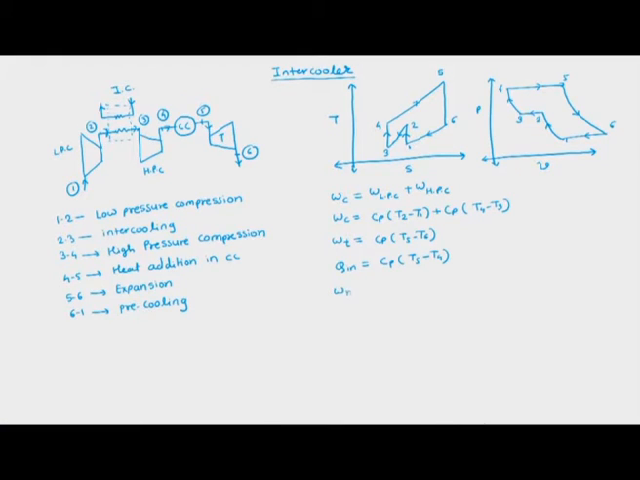So for this optimization, again our objective is to increase the W net, and W net is equal to Wt minus Wc. So W net is equal to Cp (T5 minus T6) minus Cp (T2 minus T1) minus Cp (T4 minus T3). So this we need to maximize.